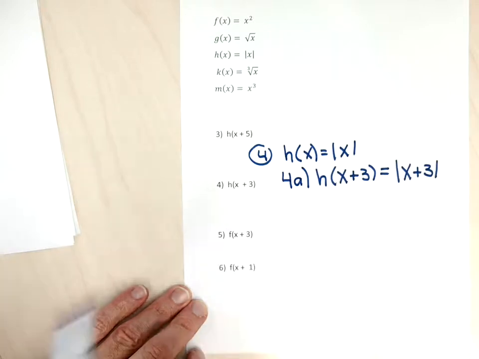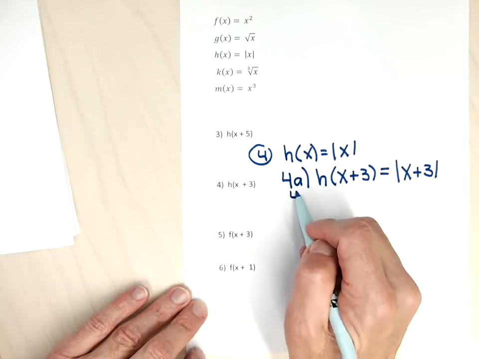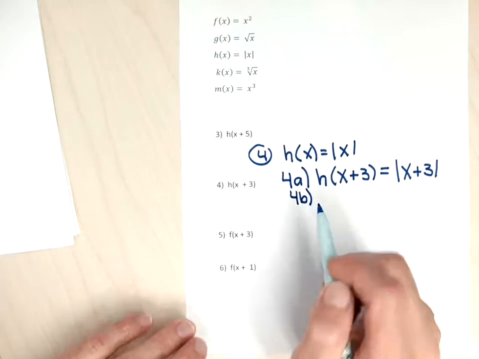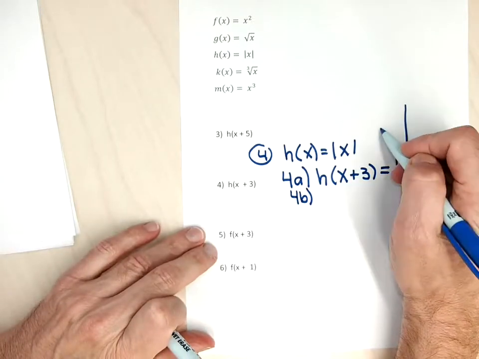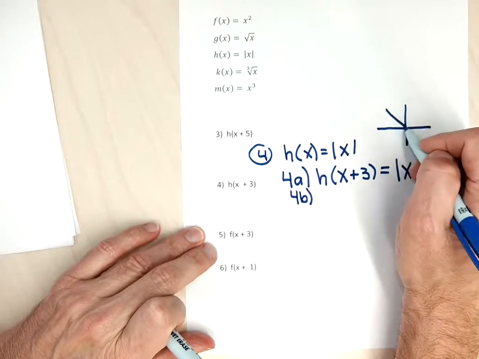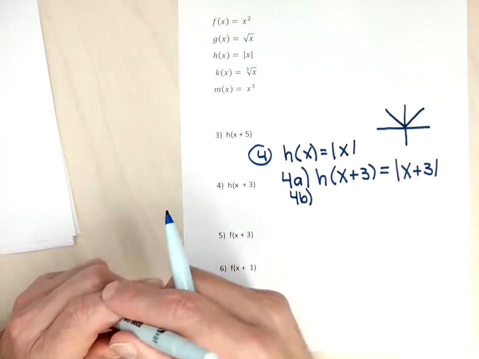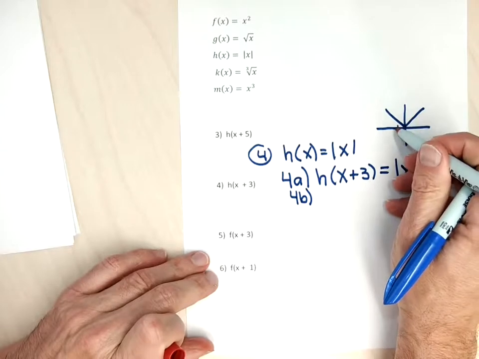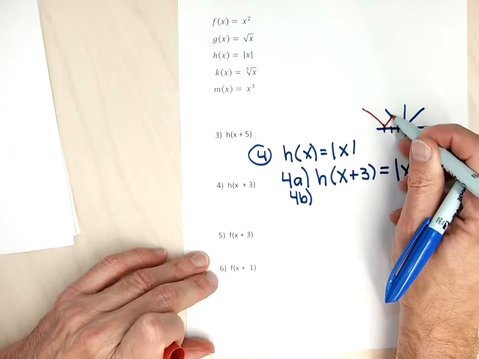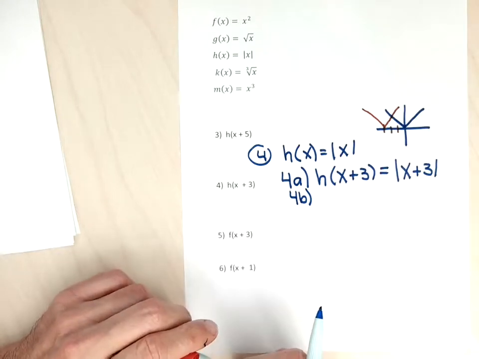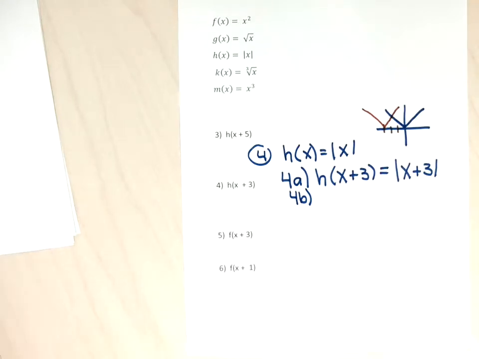That's the find each function. For part B, I'm going to describe how the graph of the absolute value of x compares to the absolute value of x plus 3. The absolute value of x has a graph that looks like that. In a second, I'm going to graph on my calculator the absolute value of x plus 3. And because I know the trick, what I'm going to get is a graph that's exactly the same as the absolute value of x, except it's going to be shifted 3 units to the left.